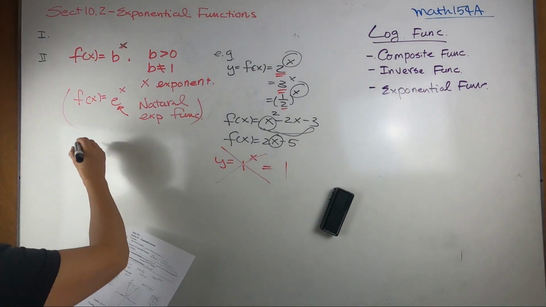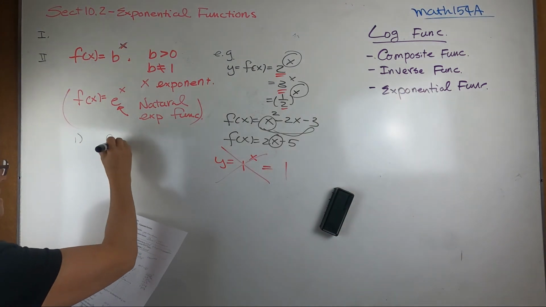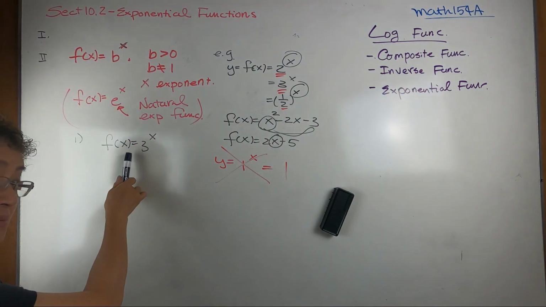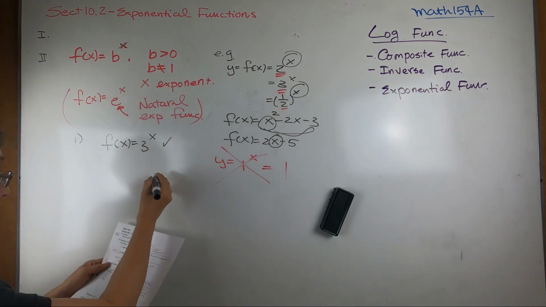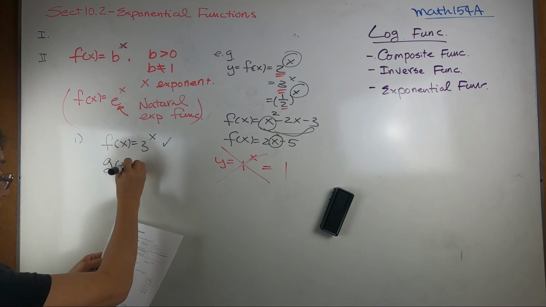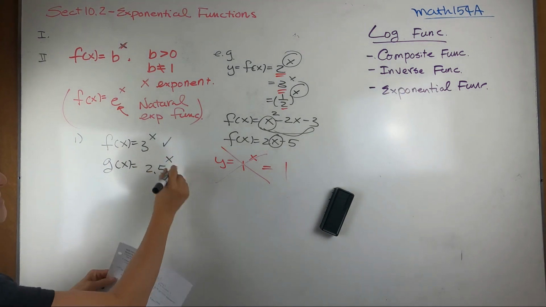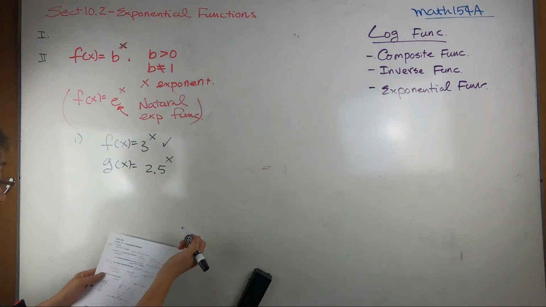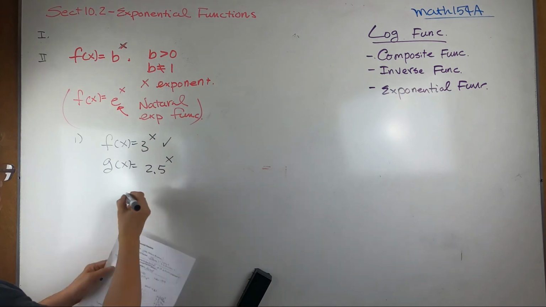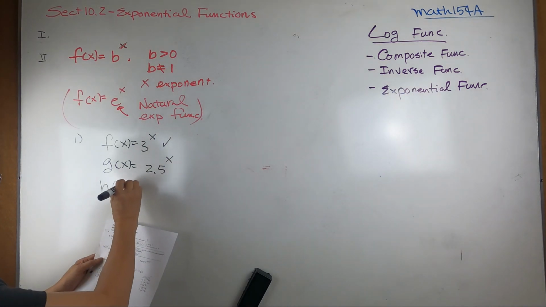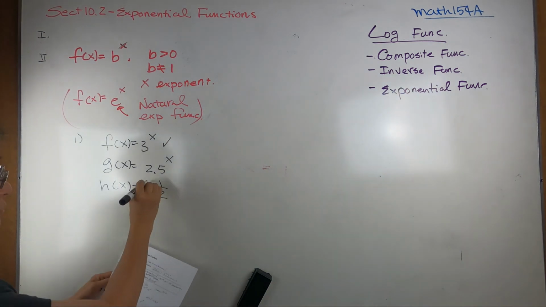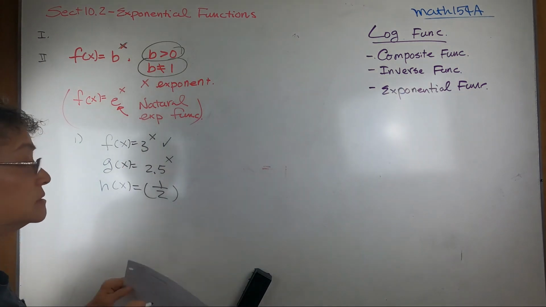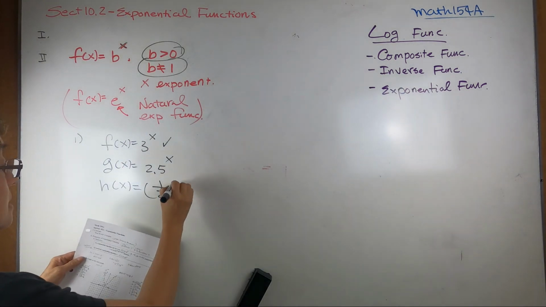And let's take a look at the examples. If I say f of x equals 3 to the x power, is this an exponential function? If we say g of x equals 2.5 to the x power, can I do that? Or I can do it this way: h of x equals half to the x. As long as the base is bigger than 0 and not equal to 1.